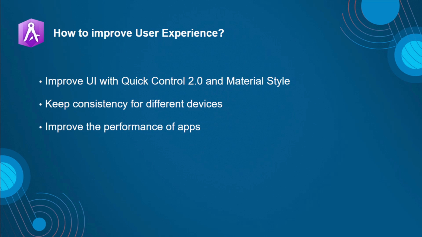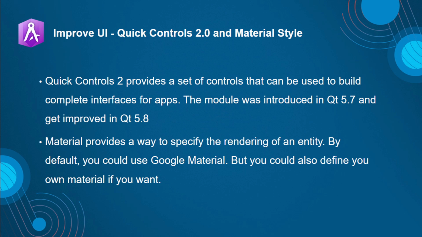The second thing I want to talk about is that because this is a cross-platform app, you always want to keep consistency for different devices. Is there any strategy you need to follow? Are there any tips you could use to make this happen? That's the second thing. The last thing I want to show is how to improve the performance of your app. I already talked about some suggestions in the last session, but in this session we're going to talk about how you can use QML or JavaScript to improve the performance of apps. There are some tips. So let's go through them one by one.